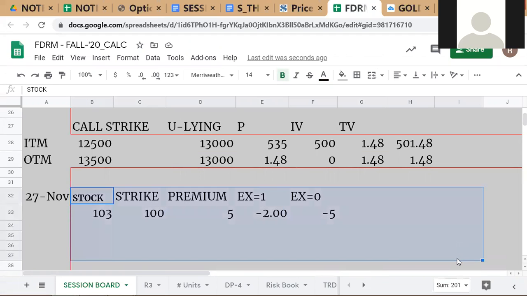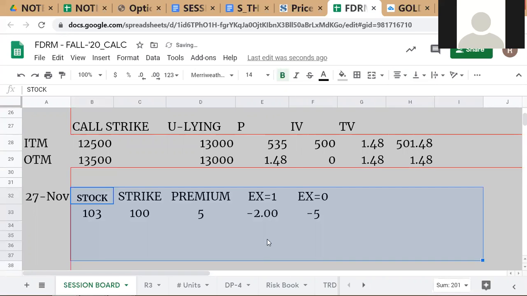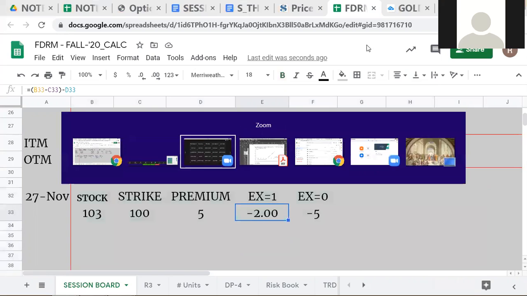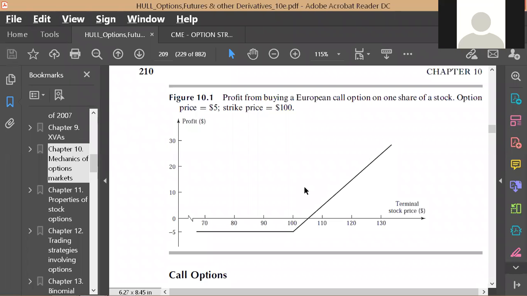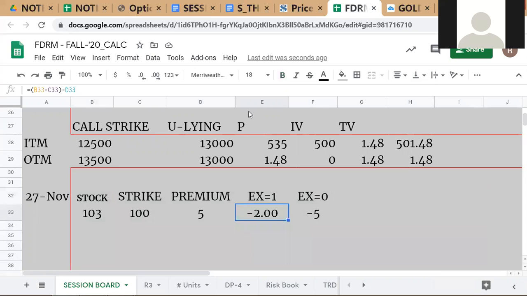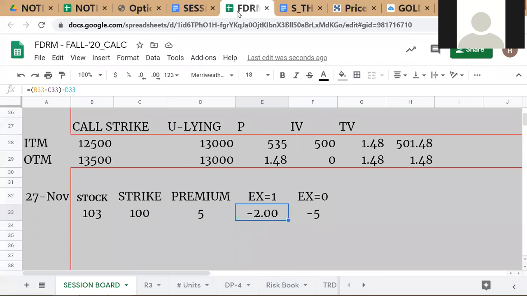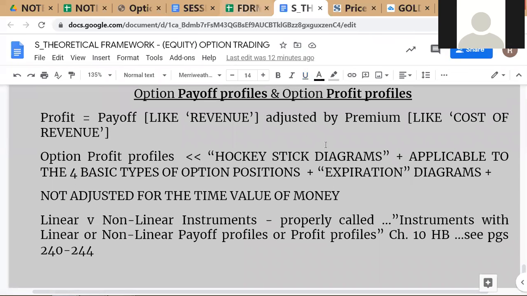Yes, sir. In that case, we are assuming that expiration date is near. Yes, sir. Come again, once again, what are you saying? Sir, in that case, we are assuming that expiration date is there already. We are at the expiration date. Yeah. Remember what I told you? One of the things I told you here about this. What did we say? We said that these are, let me put it here actually. What did we say? We said that these are expiration diagrams.